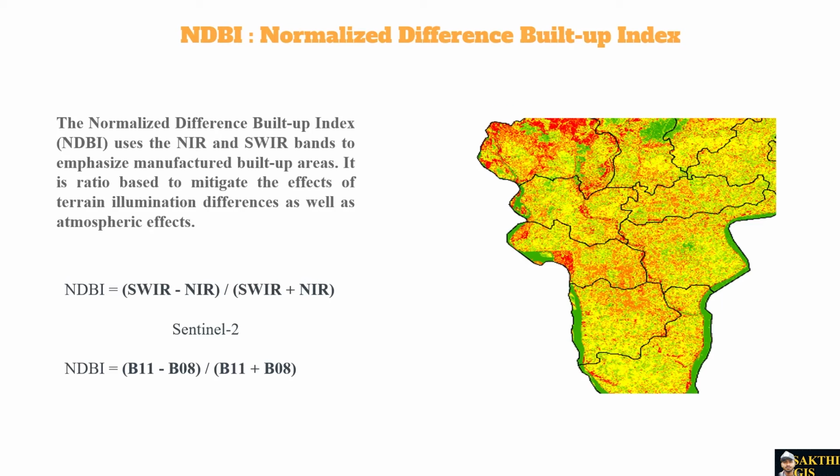The Normalized Difference Built-up Index is similar to the water and vegetation indices. The vegetation index highlights healthy vegetation areas, the water index highlights water areas, and the built-up index highlights built-up areas, wherever there are buildings or construction. To calculate it, the formula is short wave infrared band minus near infrared band, divided by short wave infrared band plus near infrared band. In Sentinel-2, the short wave infrared band is band 11 and the near infrared band is band 8.